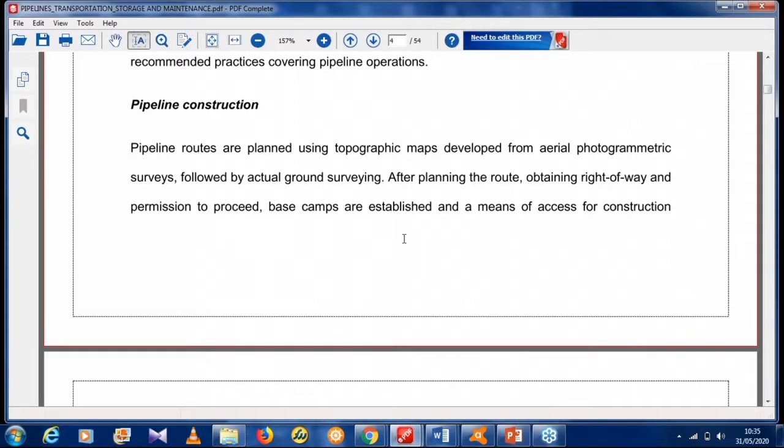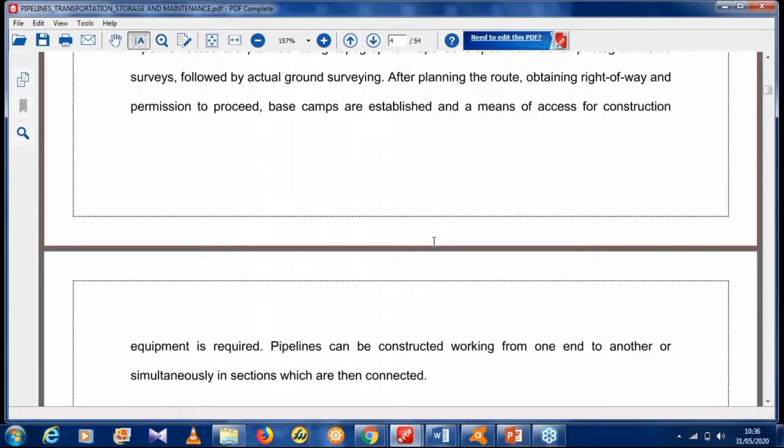You have to first look at the region, trying to get what we call the ROW. ROW means what? Right of way. So you plan the route, you obtain a right of way and permission to proceed. You have to get permission from the government too for such operations, and then you also set up base camps, because at different times you'll be moving from one location to the other in the course of the construction of these pipes.